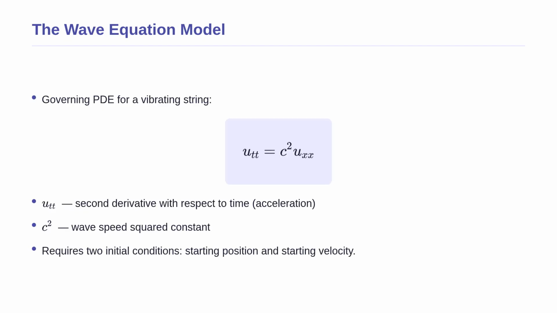Let us shift gears to a different physical system, a vibrating guitar string. The governing rule here is the wave equation. Notice it has a second derivative with respect to time, representing acceleration, rather than the first derivative seen in the heat equation. The constant c squared represents the wave speed. Because of this second time derivative, we now need two initial conditions: the starting shape of the string and its starting velocity when released.